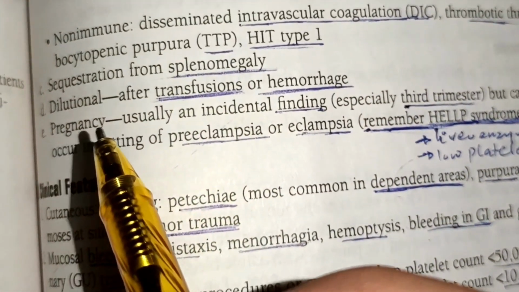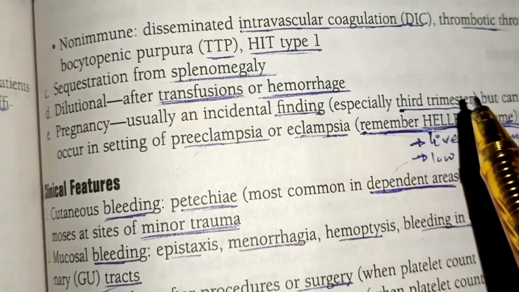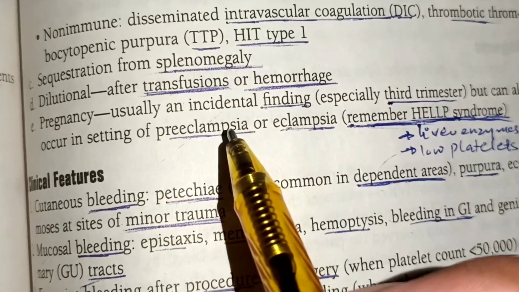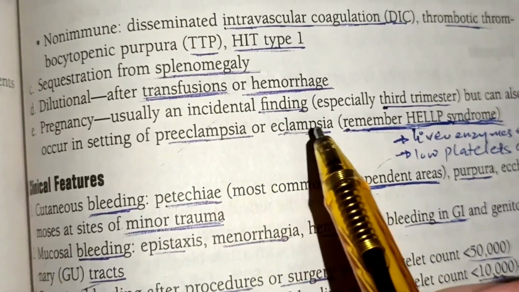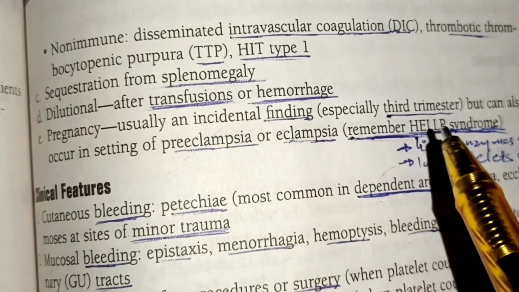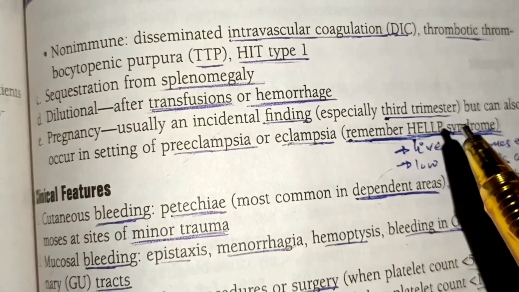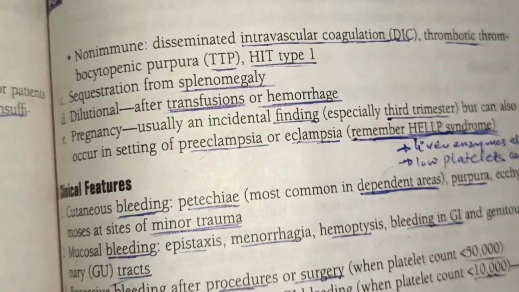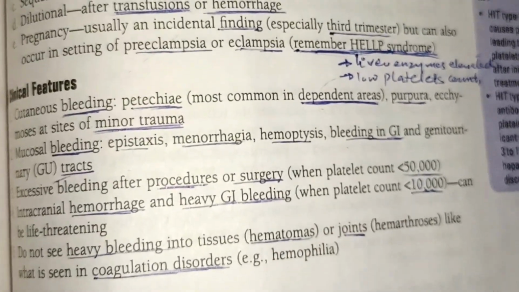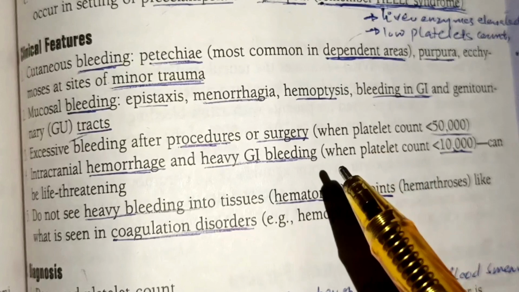Pregnancy may cause the platelets to decrease, especially in the third trimester, but it can also be decreased in preeclampsia and eclampsia. There is a special stage in eclampsia, which is HELLP syndrome, which is characterized by increased liver enzymes and low platelet count. So these are the various causes of thrombocytopenia.